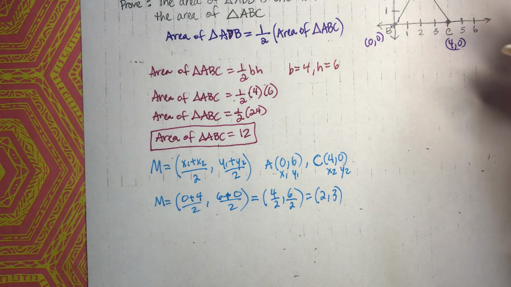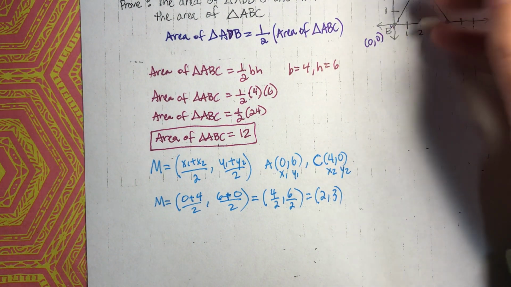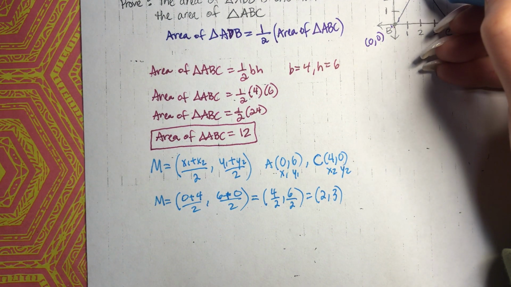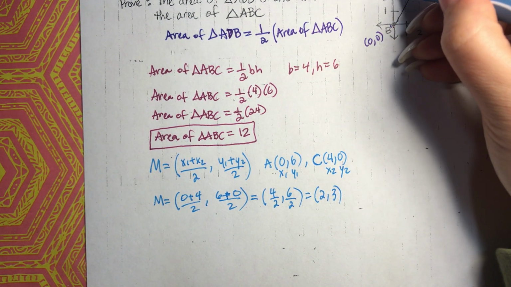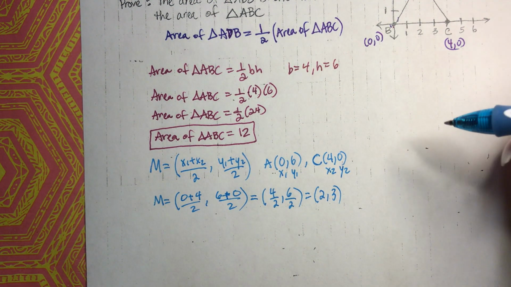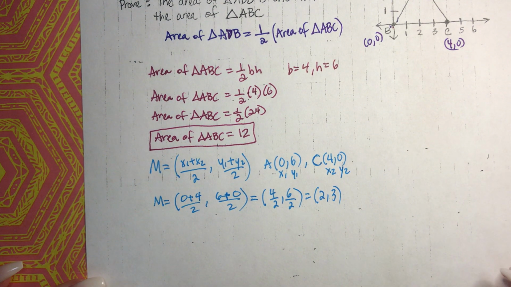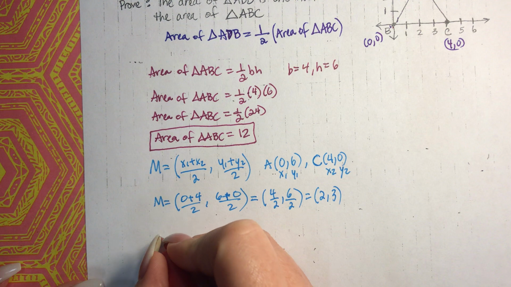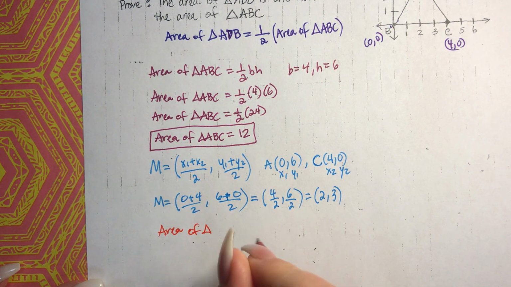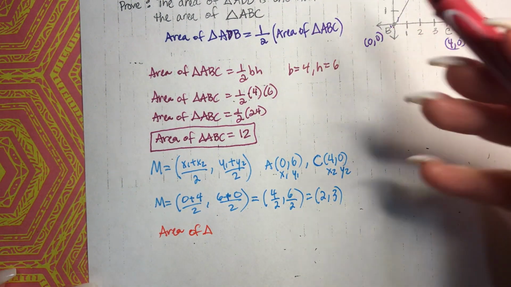But what I do know is that for this small triangle, I can do the base here, and then I can do the height here. If I go straight to that point, I know that this is a 90-degree angle. So this is going to be my base, and that's going to be my height. Okay? So I'm going to find the area of triangle... what triangle am I finding? ADB.